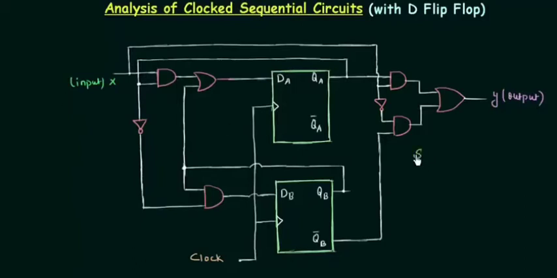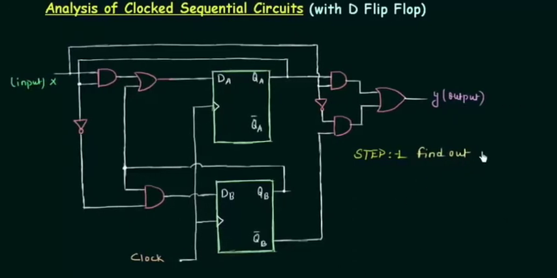Step number 1. In step 1 we will find out the input and output equations. Now what is this input and output equation? We will find out the expression for dA and dB, which gives us the input equation, and we will find out the expression for y, which will give us the output equation. So these three things we have to do now. So let's start with it.